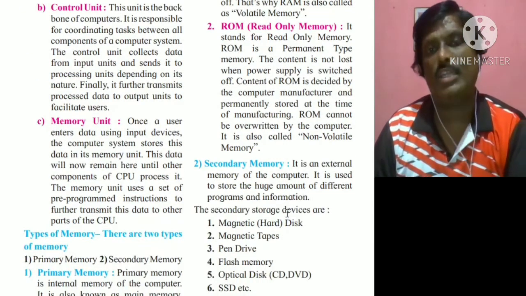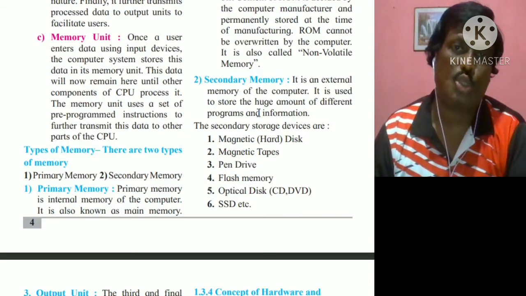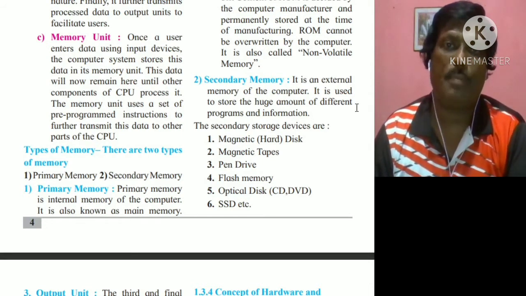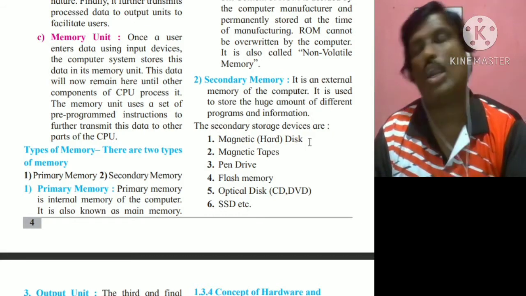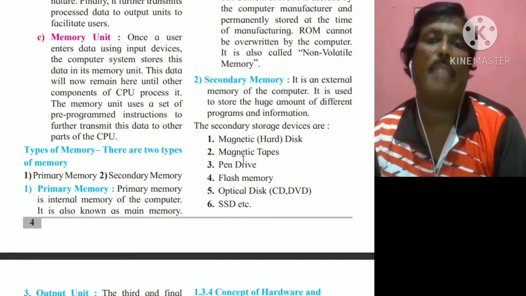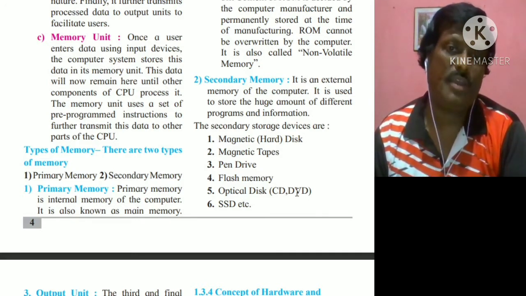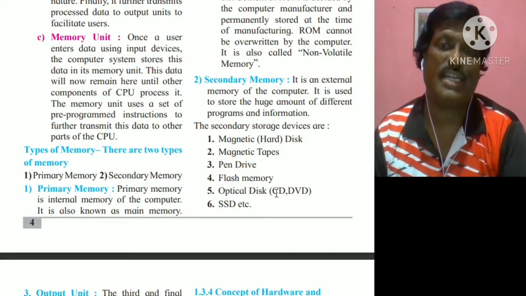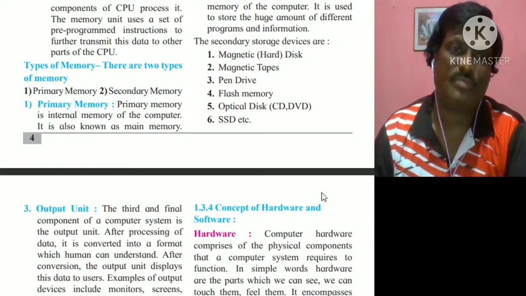Then you will see the secondary memory. It is an external memory of the computer. It is used to store a huge amount of different programs and information. The secondary storage devices are magnetic disk, also called hard disk, magnetic tapes, pen drive, flash memory, optical disk, that is CDs, DVDs, and SSD, etc.